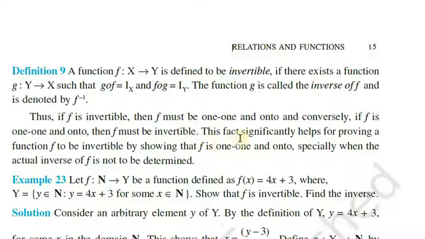This significantly helps us in proving that a function is invertible by showing f is 1-1 and onto, specifically when the actual inverse of f is not to be determined. So if someone asks you whether the function is invertible or not, without asking for the inverse, you can just see whether the function is 1-1 and onto or not. If it is 1-1 and onto, then we can say that it will be an invertible function.